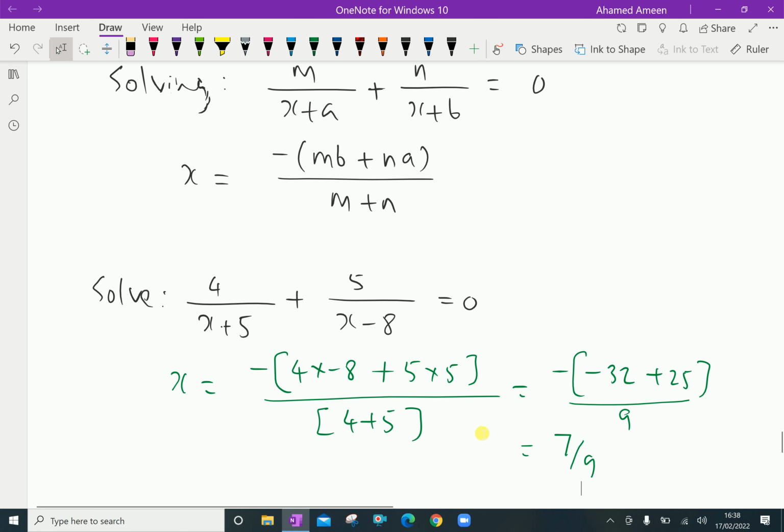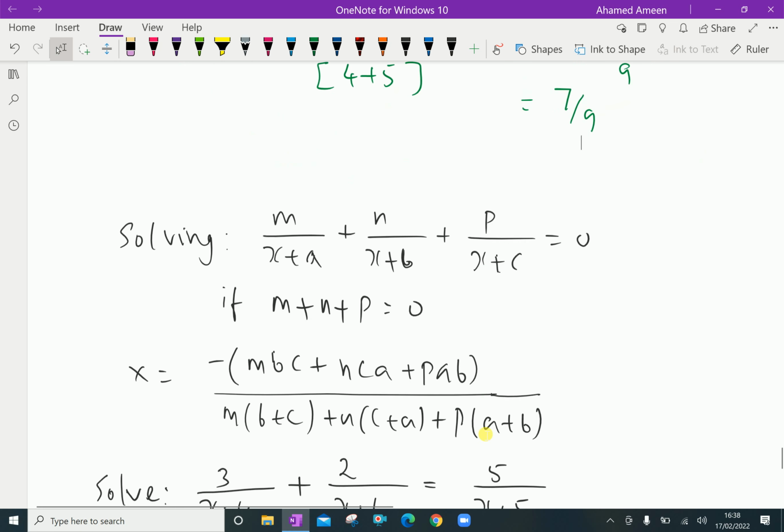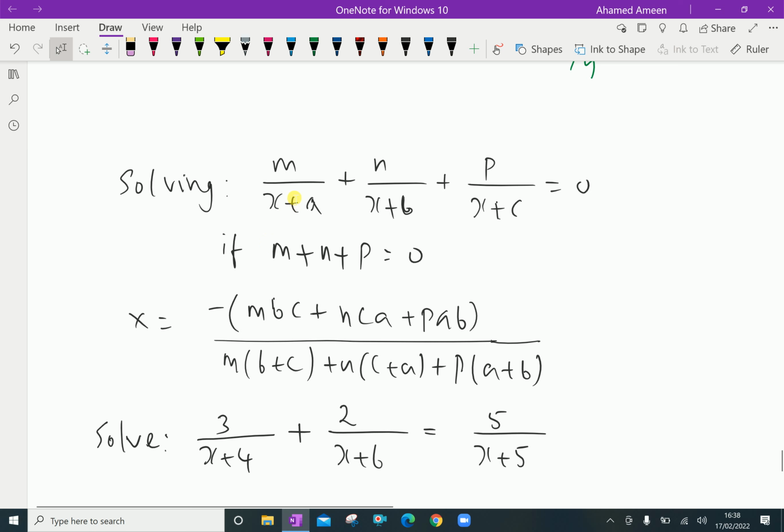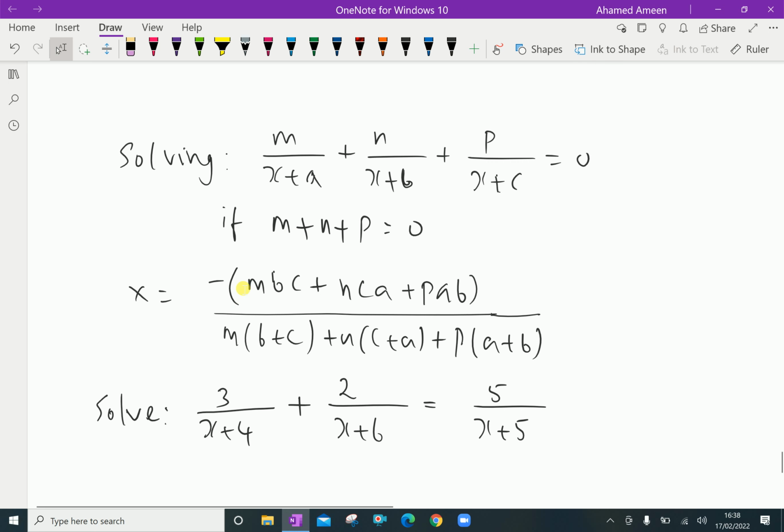Next, following this type, solving M over X plus A plus N over X plus B plus P over X plus C equal to 0, if M plus N plus P equal to 0. If this condition is satisfied, the solution X equals minus of (MBC plus NCA plus PAB) over M into (B plus C) plus N into (C plus A) plus P into (A plus B).